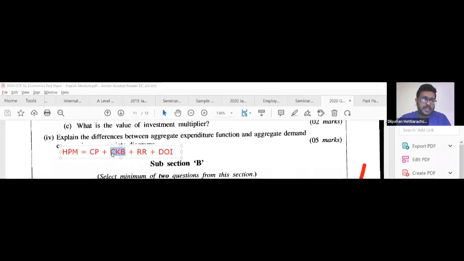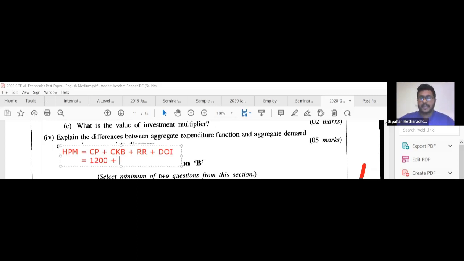CKB means currency held by commercial banks. RR, required reserves, DOI, deposits of other institutions. Okay, so in this calculation, CP, how much? We write it down. CP, how much? 6,400 minus 5,200. Answer is 1,200.